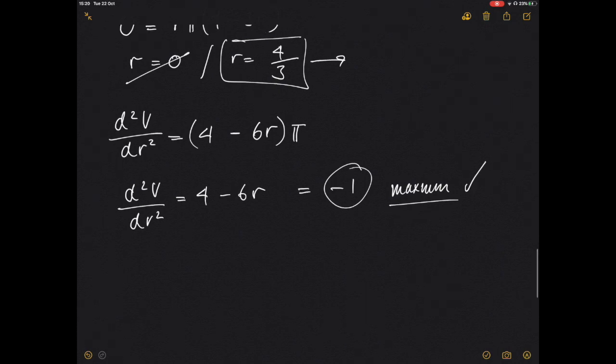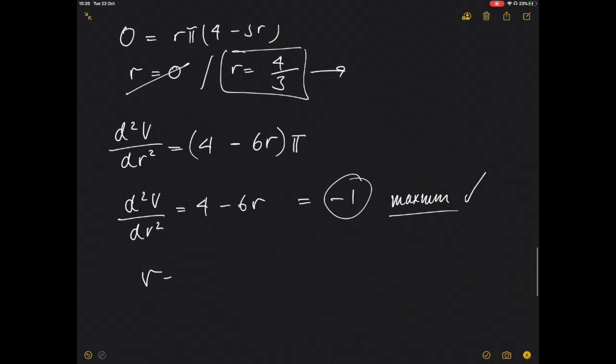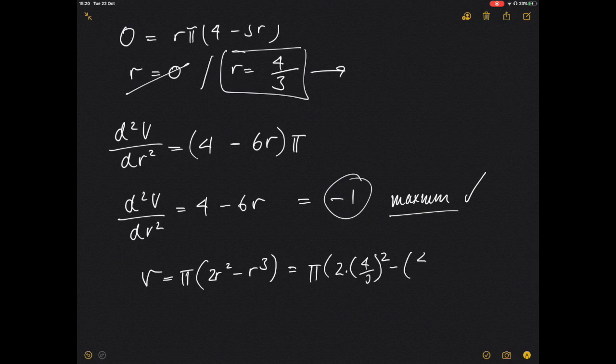Therefore, we can work out our value for the volume, where we can take our original equation where v equals pi times 2r squared minus r cubed, and we can say that would equal pi times 2 times 4 over 3 squared minus 4 over 3 cubed, and that would then equal, if we stick it into the calculator, 2.67 meters, describing a volume again, so that would be cubed.